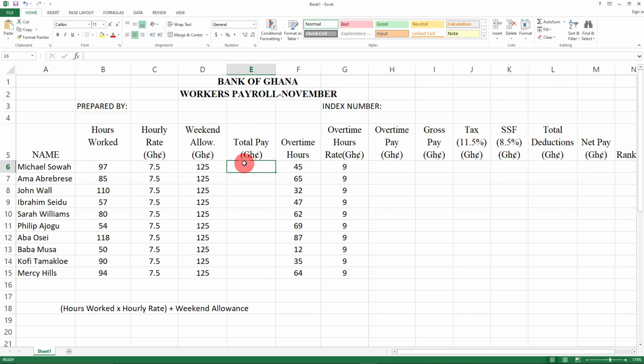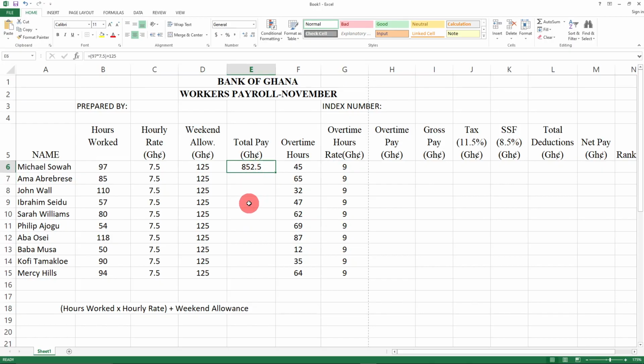So this is what I'm going to do. Equal, and then 97 by 7.5, bracket close, plus weekend allowance, which is 125. So if I do this, I should get the answer. Okay, so we have to calculate the total pay for Michael Sowa. So Michael Sowa's total pay is 852.5 Ghana cedis.